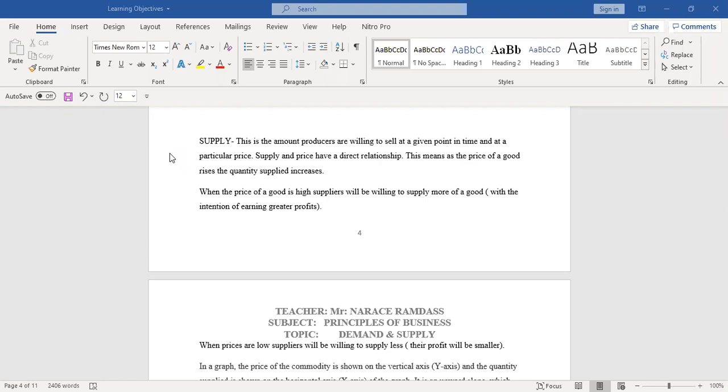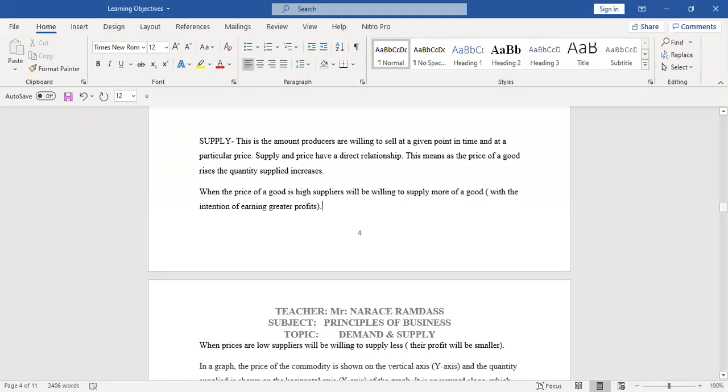When prices are high, producers like that. They think they're going to make more money. It spells out more profits for them. So they will want to supply more at higher prices. When prices are low, however, they would want to supply less because it signals lower profitability. This means as the price of a good rises, the quantity supplied increases. When the price of a good is high, suppliers will be willing to supply more of a good with the intention of earning greater profits.